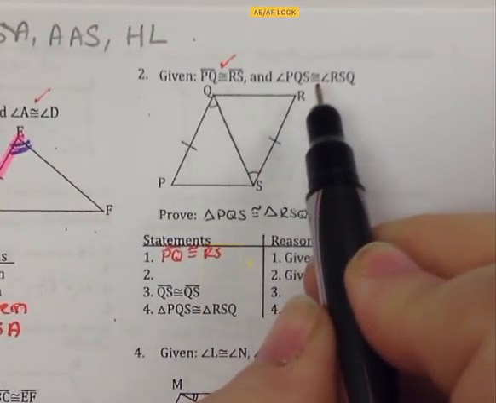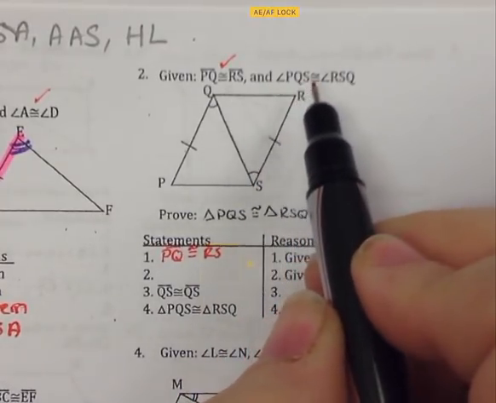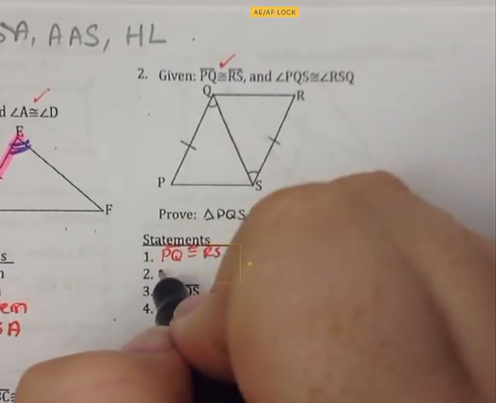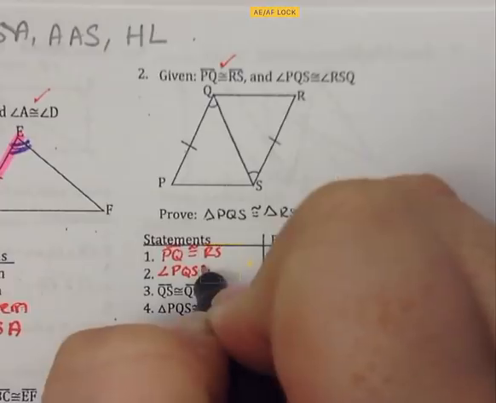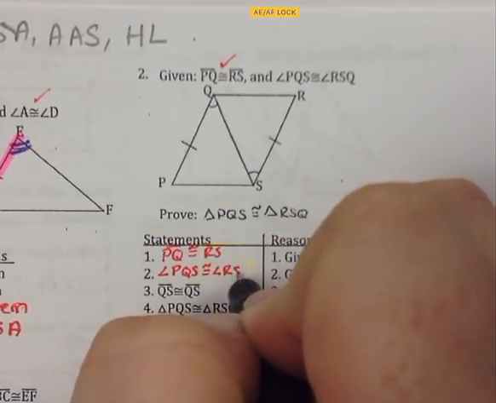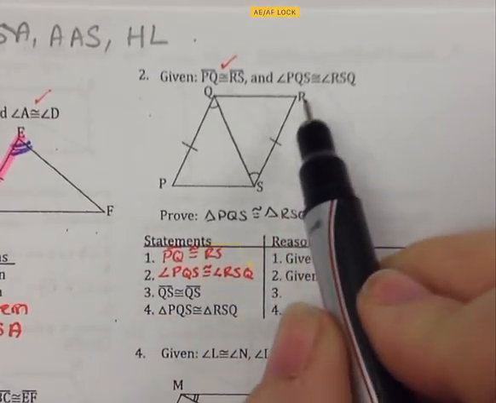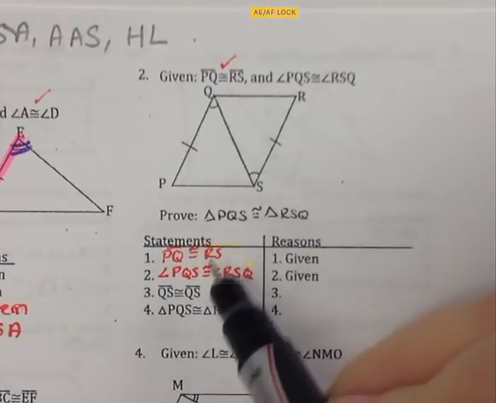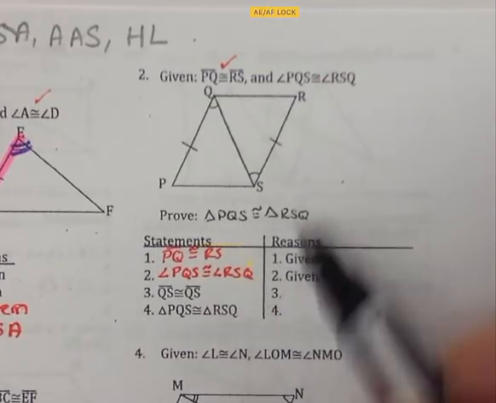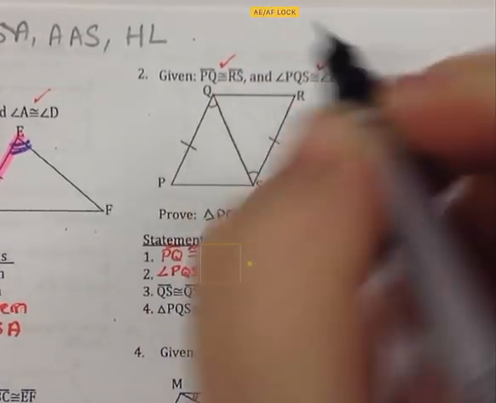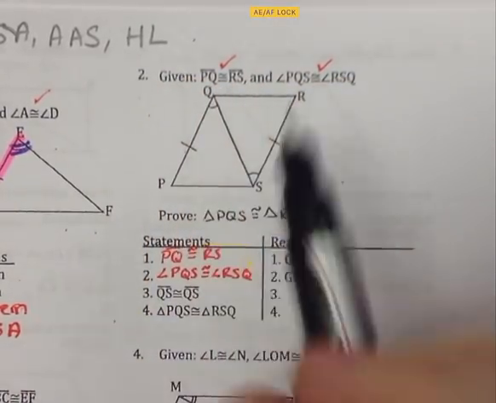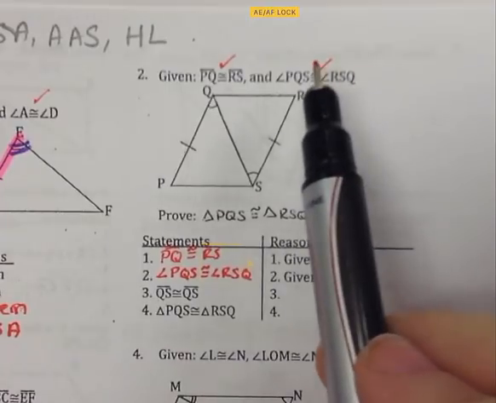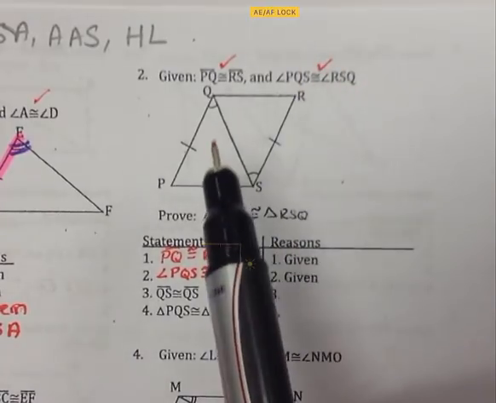The next thing in our given is that angle PQS is congruent to angle RSQ. So angle PQS is congruent to angle RSQ. It has a congruency mark. It is in our statement with the given. We can put a check mark. That is all we have in the givens. But we only have 2 check marks. That means that we have to find a third thing.